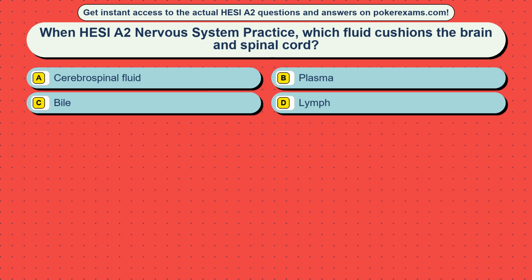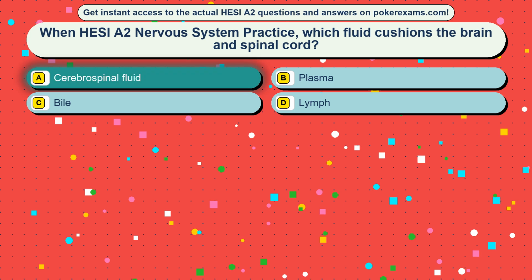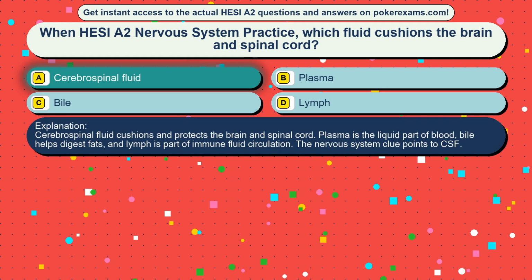Question 9. When HESI A2 nervous system practice, which fluid cushions the brain and spinal cord? Option A, cerebrospinal fluid. Option B, plasma. Option C, bile. Option D, lymph. The correct answer is option A, cerebrospinal fluid. Cerebrospinal fluid cushions and protects the brain and spinal cord. Plasma is the liquid part of blood, bile helps digest fats, and lymph is part of immune fluid circulation. The nervous system clue points to CSF.